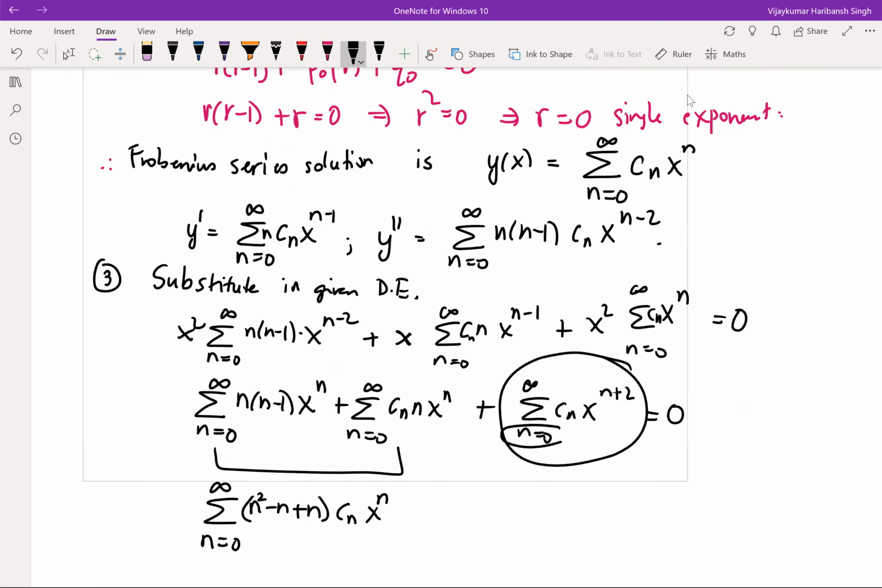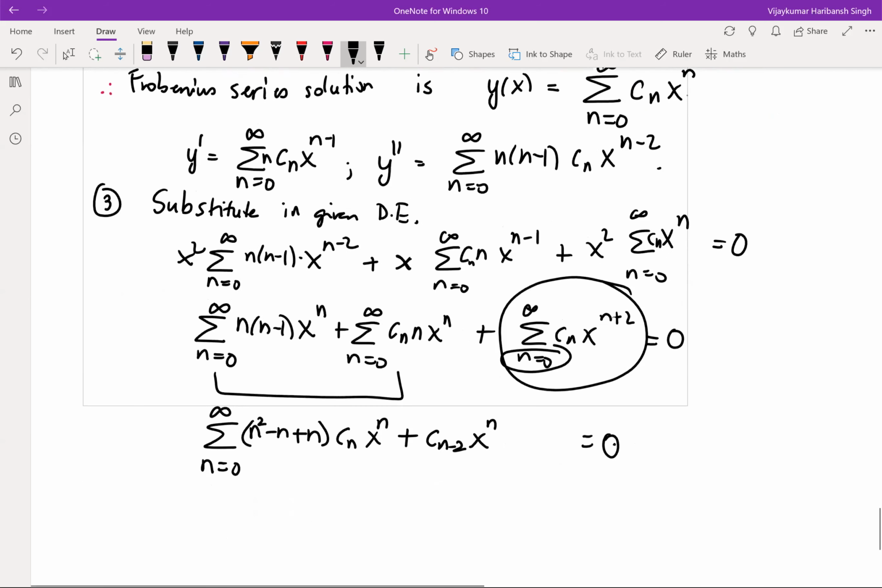Plus here, now I'm going to start with n equals 2. So starting with n equals 2, what do I get? Cn minus 2 x to the power n equals 0. What else do I have? I have C0 from the first one. So n equals 0, n equals 1. n equals 0 gives us no information. n equals 1 implies C1 is 0.